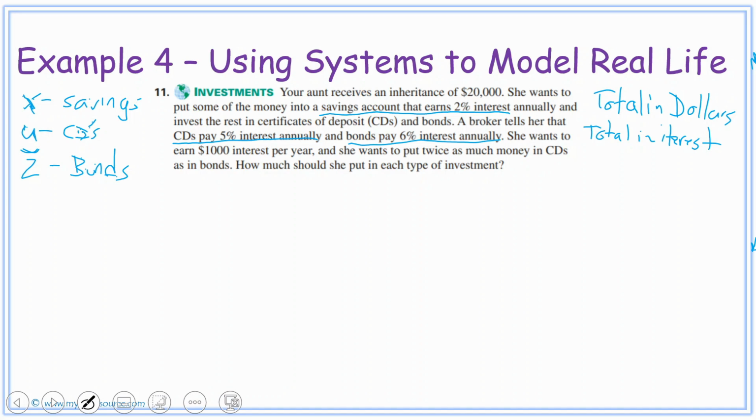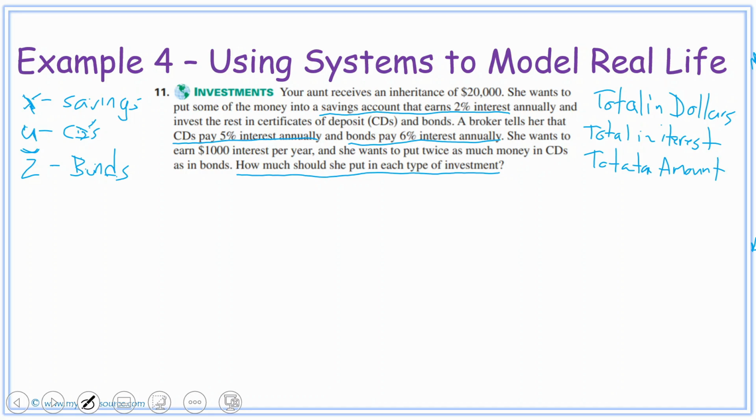And then the last thing that we have is, if we read this carefully, she wants to know how much she should put in each type of investment. And so in order to do that, we need to see what is the total amount that she's actually going to be putting in. How much money is she planning to be putting in that adds up to your dollar amount? So what's our total amount?